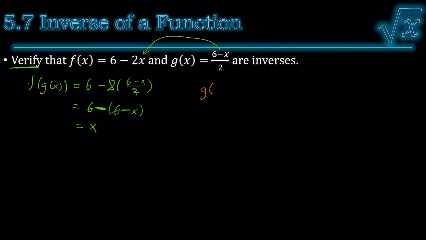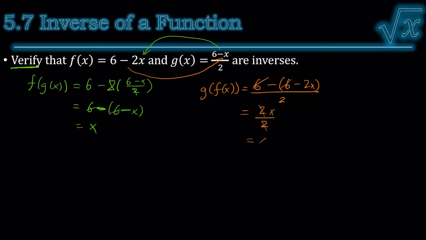So now let's find g of f of x. Let's go the other direction. This time f is in the middle, so it's going to be plugged in for the x in g. So it's 6 minus x, but x is our function f over 2. So 6 minus 6 cancels out, and on top I have minus a negative, or positive 2x over 2. The 2's cancel out, and I have x. Notice both times we got x, so that shows they are inverses.